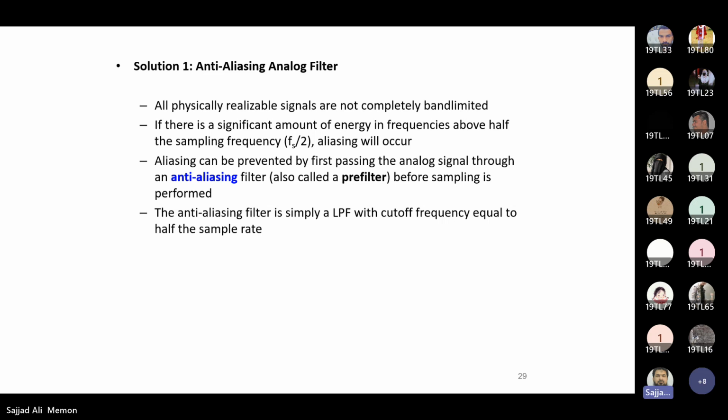So assume that we have selected 8 kilohertz as the sampling frequency. Then half of that frequency will be equal to 4 kilohertz. Now this point says that if there is a significant amount of energy in frequencies above 4 kilohertz, then aliasing will occur.